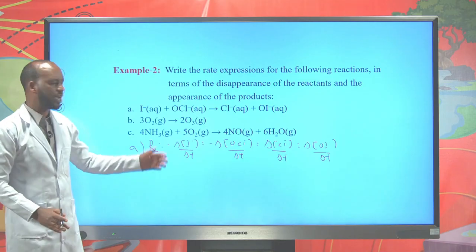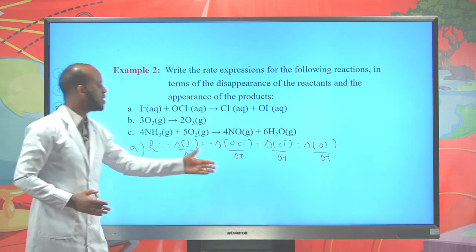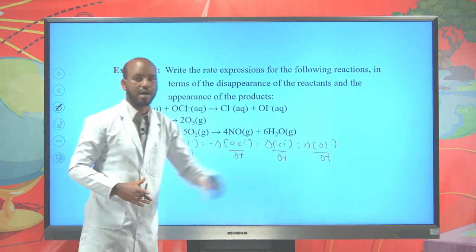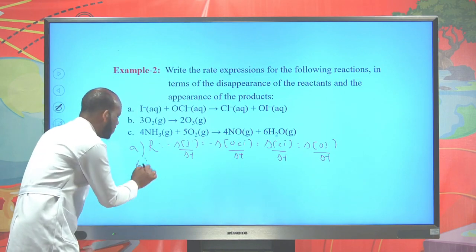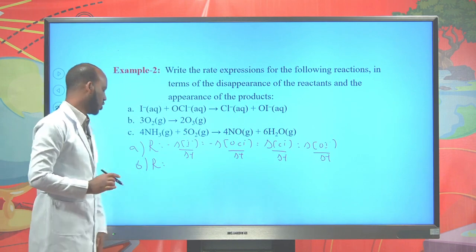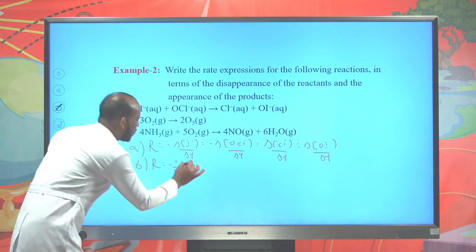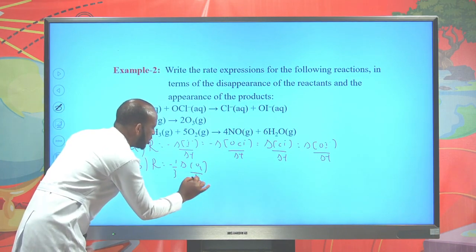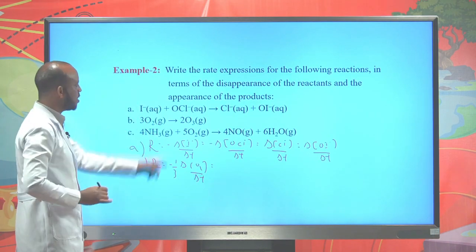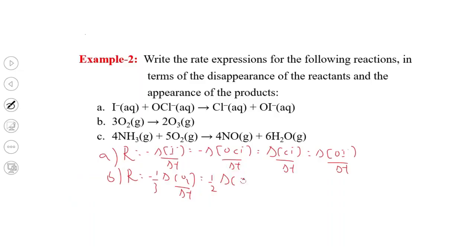This is the rate of a reaction in terms of disappearance of a reactant and in terms of appearance of a product. (b) Rate equals, in terms of disappearance of a reactant, minus 1 over 3 change in concentration of O2 divided by change in time, equals 1 over 2 times change in concentration of O3 divided by change in time.